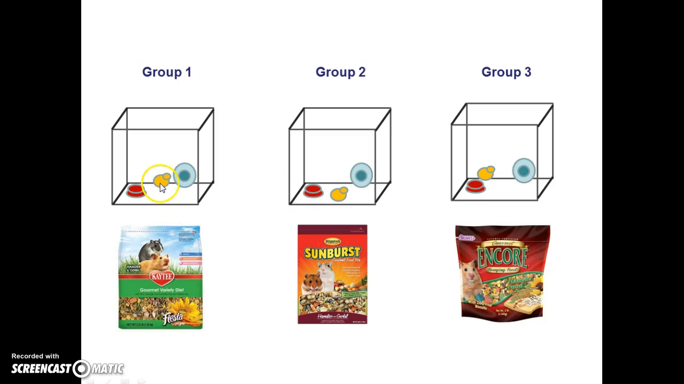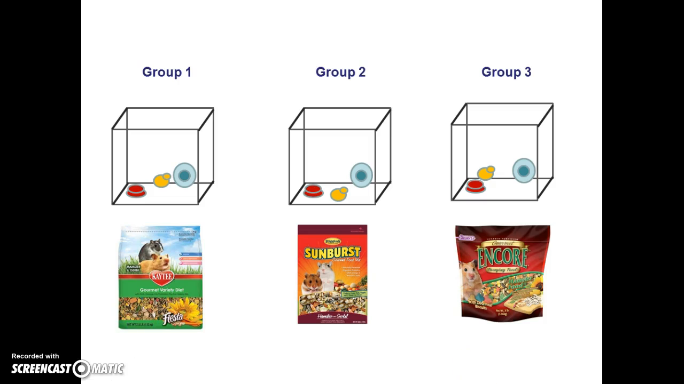How could I measure this? Well, I could put a little odometer on the wheel in each cage, and I could measure how often the hamster runs in the wheel. Or I could get a little Fitbit bracelet and put it on the back of each of my hamsters and then chart their activity levels based off the Fitbit.